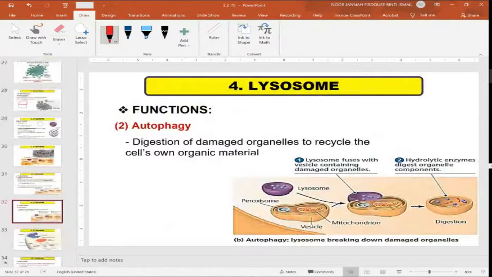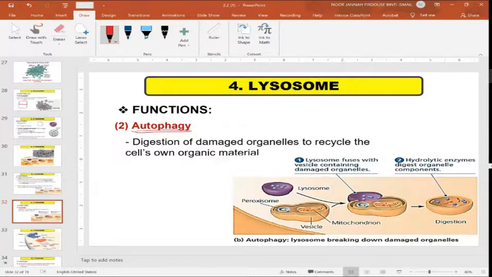Kedua, autophagy. Autophagy adalah digestion of damaged organelles to recycle the materials of the organelles. Contohnya bakteria, dalam badan dalam sel kita, contohnya worn out mitochondria. Dia dah penat menghasilkan tenaga, kemudian dia dah rosak. So worn out, it cannot just stay in the cell. It needs to be removed.